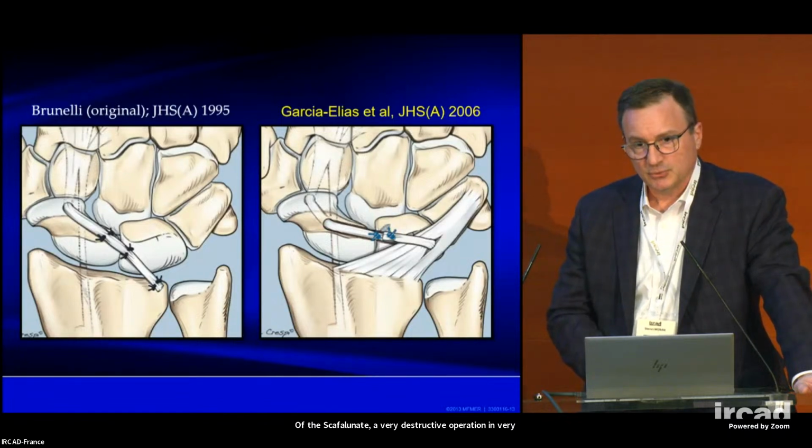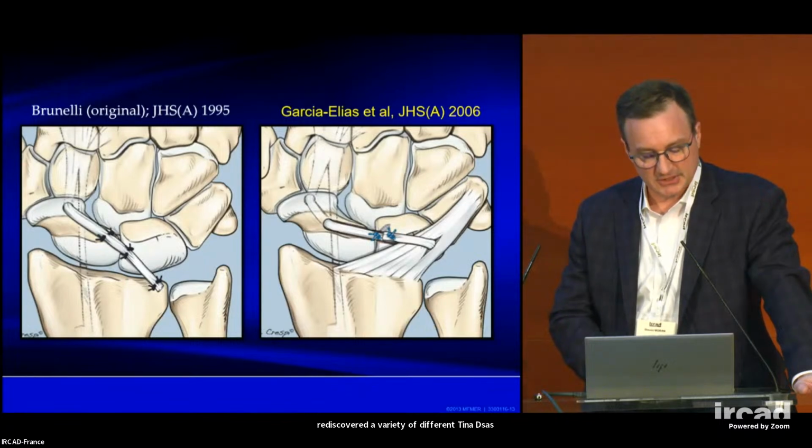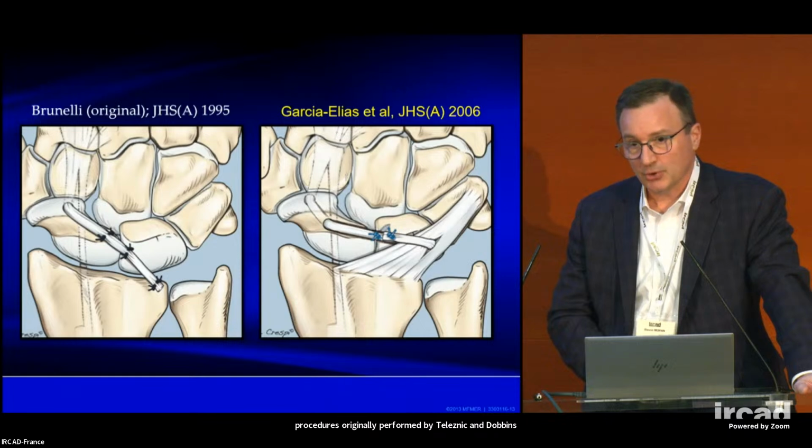Moving on from that, we rediscovered a variety of different tenodesis procedures, originally performed by Telesnik and Dobbins and Lynchide, but they rarely wrote about them because there were many problems with avascular necrosis of the carpal bones.